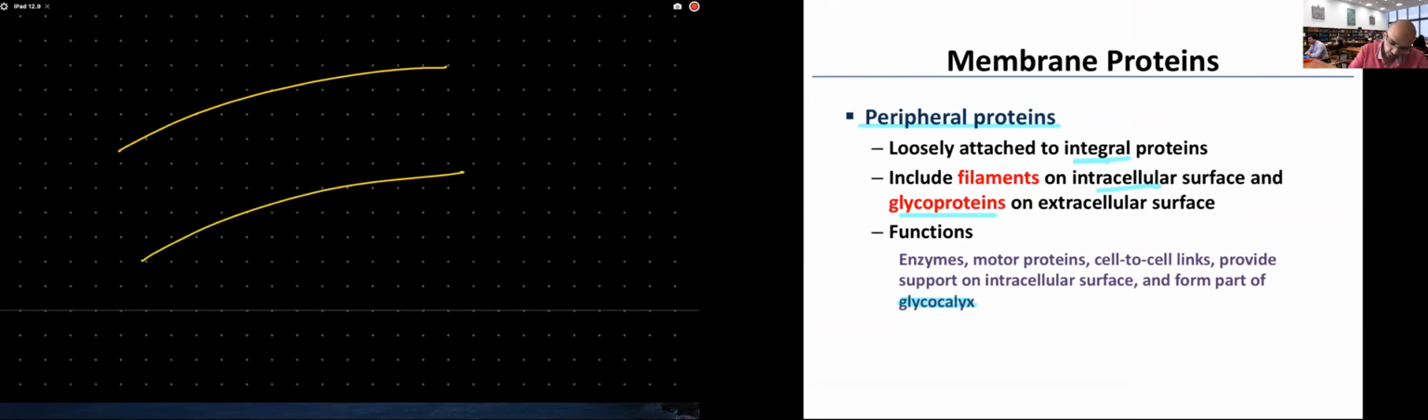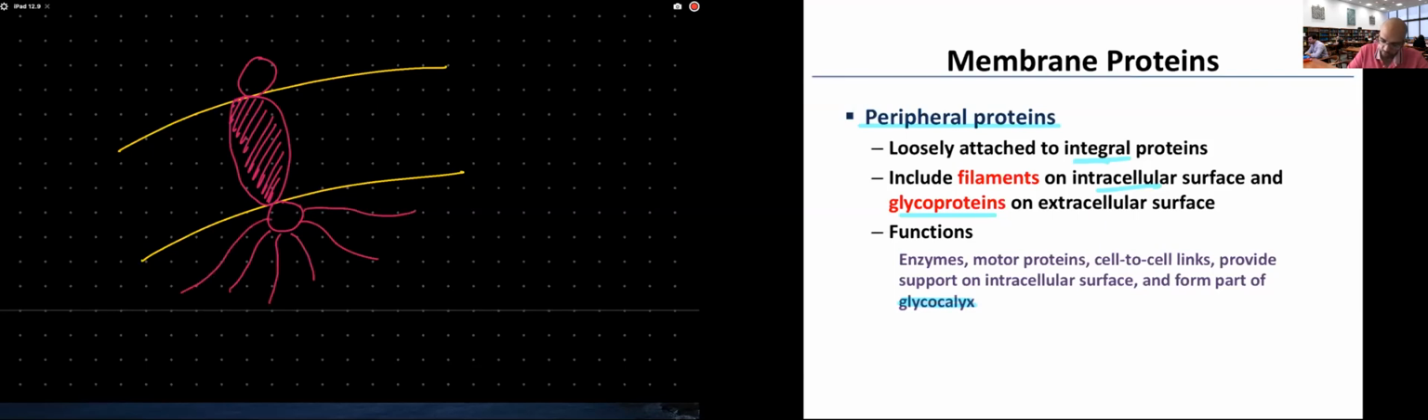We can see two types of proteins here. As you see, this is an integral protein, and this is a peripheral protein. This is another one. Peripheral proteins, on the inside of the surface of the cells, will be attached to the filaments that are forming the skeleton of the cell.